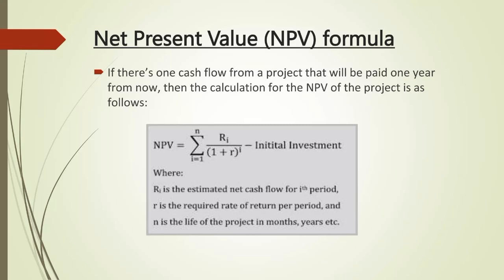Net present value formula. If there is one cash flow from a project that will be paid 1 year from now, then the calculation of the net present value of the project is as follows. Net present value is equal to the summation of Ri divided by (1 plus R) to the power n, minus initial investment, where Ri is the estimated net cash flow for the first period, R is the required rate of return per period, and n is the life of the project in months, years, etc.